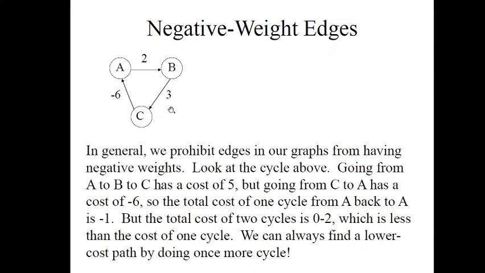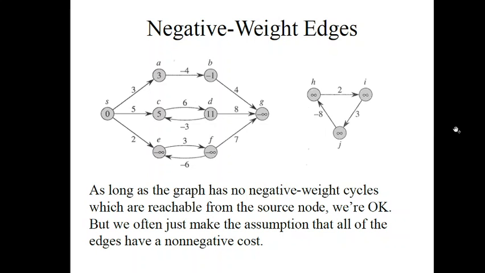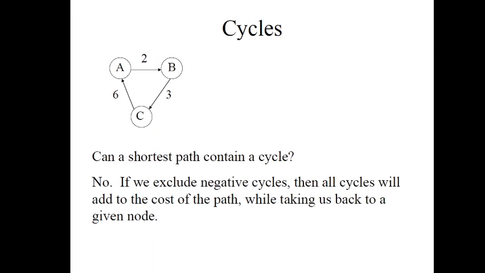And this should be eliminated. This cycle should not be present in a graph. This is a constraint. As long as the graph has no negative weight cycle which is reachable from the source node, we are okay. This is the important assumption behind computing single source shortest path.